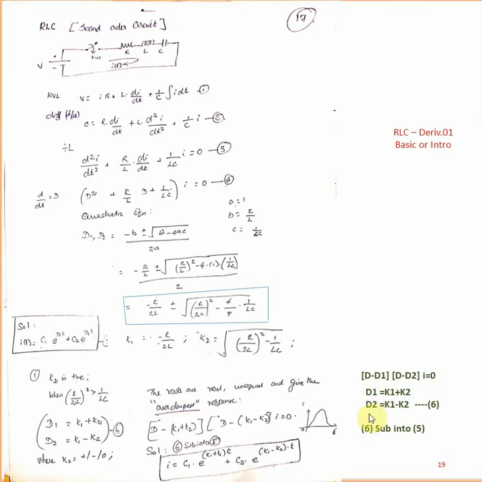In the sixth equation, substitute into the fifth equation. Where is the fifth equation? This equation, I of t. I of t is equal to constant c1 dot e power (k1 plus k2), so d1 is over. Plus c2 dot e power d2 is there. What is d2? d2 is equal to k1 minus k2.